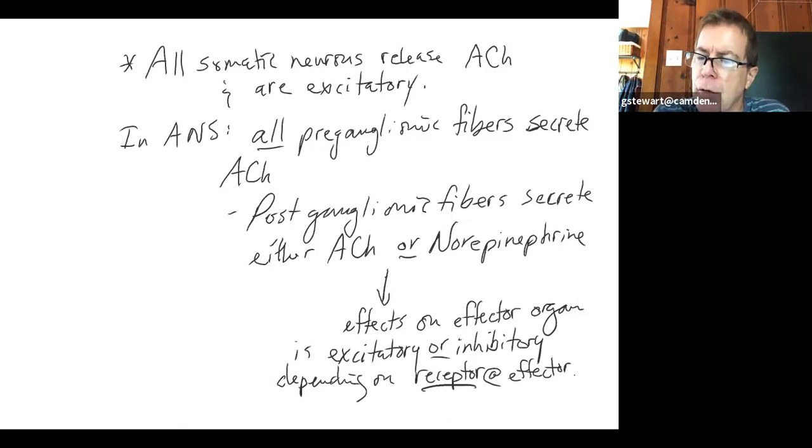All right, next I'm going to quickly go to general functions. We're going to examine now the subdivisions of the autonomic nervous system. You know them as parasympathetic and sympathetic. You already know the names.